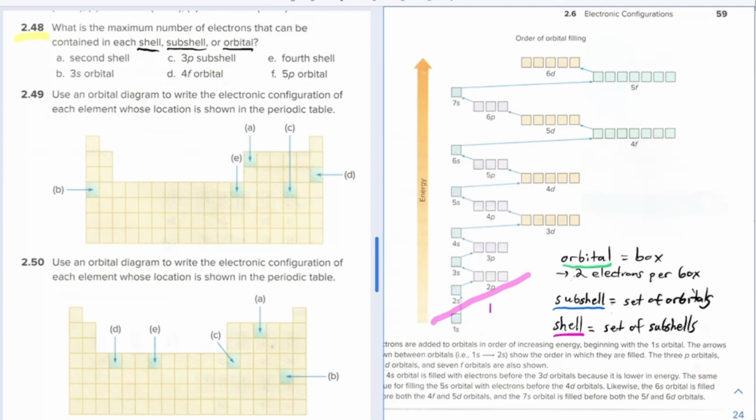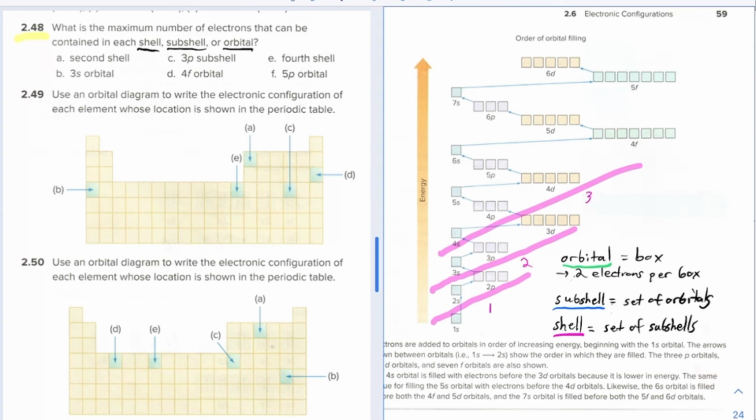The second shell is bigger. It contains all of these, which start with the number 2. So it has the 2s subshell with 1 orbital, and then the 2p subshell with 3 orbitals. So 4 orbitals total in the second shell. The third shell is even bigger. As you go higher in shells, you get more subshells and hence more orbitals. The third shell has the 3s subshell, 3p subshell, 3d subshell. So that's 9 orbitals total.